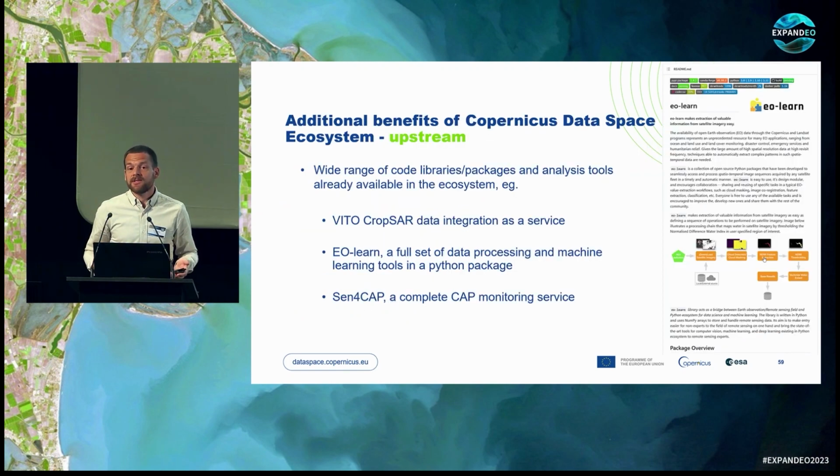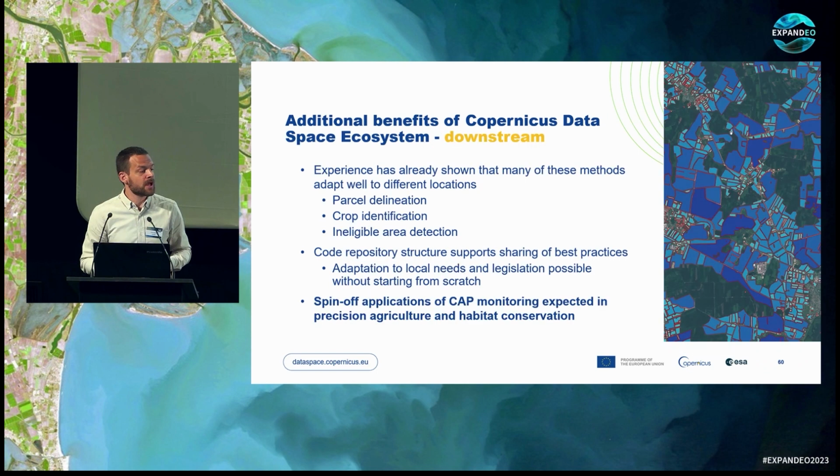So we have this ecosystem, and specifically for CAP monitoring, we have a lot of code libraries. We saw CropSAR, we saw eo-learn, which is another Python package specifically for Earth observation and monitoring. I already introduced Sen4CAP. So these things are there as building blocks to build a new CAP monitoring solution. And then once you have something, with this infrastructure, it should be really easy to share it and move it to new areas. So things like parcel delineation or crop identification have been tested, moved around from one country to the other with the same backend, and that means it's performing really, really well.